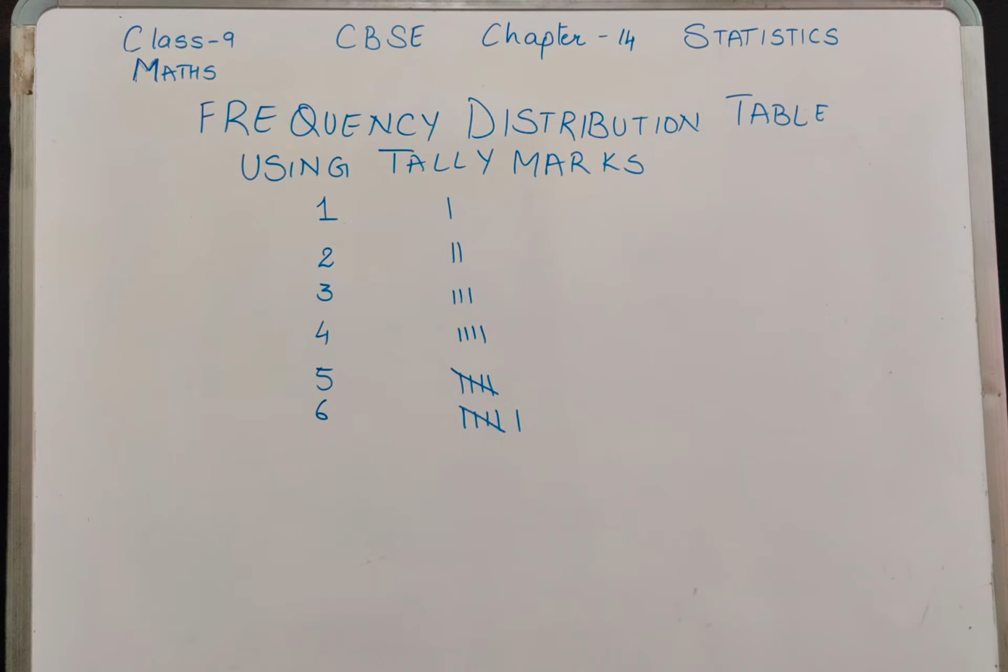Now we are going to learn about preparing a frequency distribution table using the telemarks. For 1, you have 1 bar. For 5, you have 4 and 1 cross.